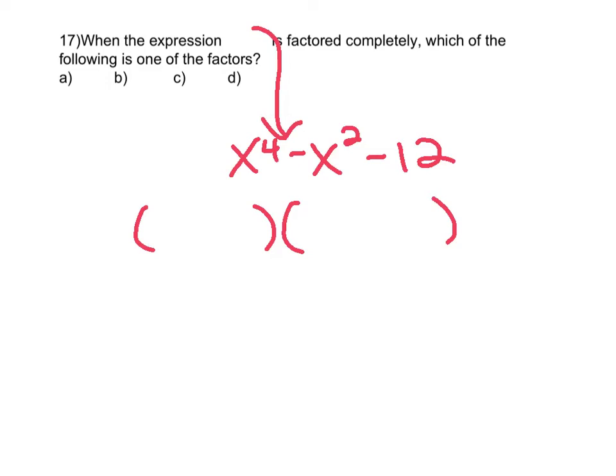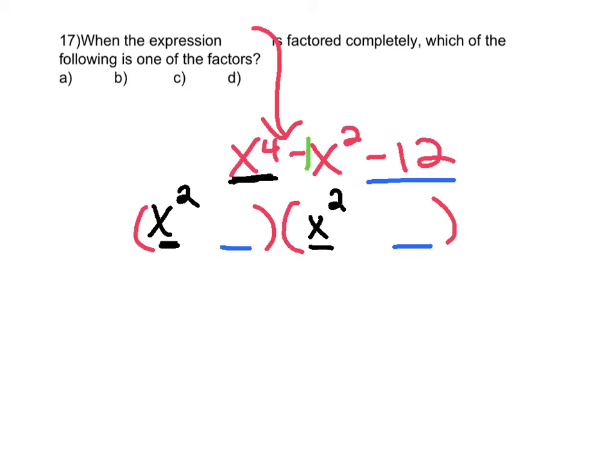So I'm going to take a look at what's going to go in my first positions here. Those have to multiply to give me x to the 4th power. So I'm going to write x squared and x squared. The next thing that I'm going to look for is these last two positions. They have to multiply to give me -12. Okay, but keeping in mind that this is like a -1 there in the middle.